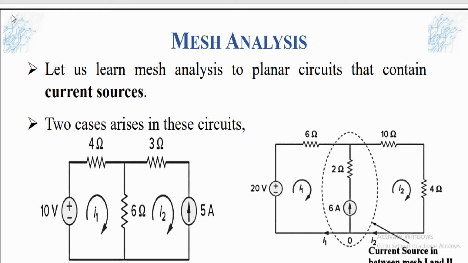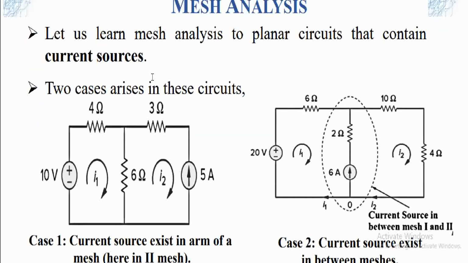Now we are going to see if a mesh contains a current source. If a mesh contains a current source, then what will be the equations when we apply KVL? What will be the equations and how to analyze? In this slide, you have two circuits. These two circuits give you an idea of two cases. Just observe carefully what the difference is between the left side figure and the right side figure. Just take 1 minute.